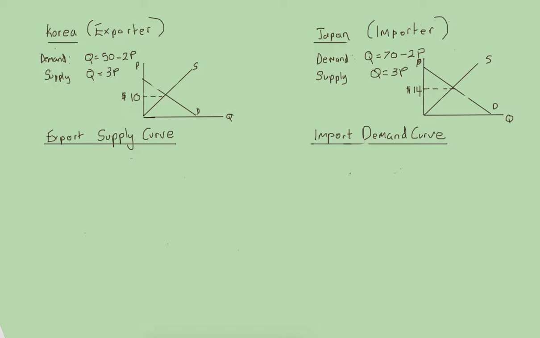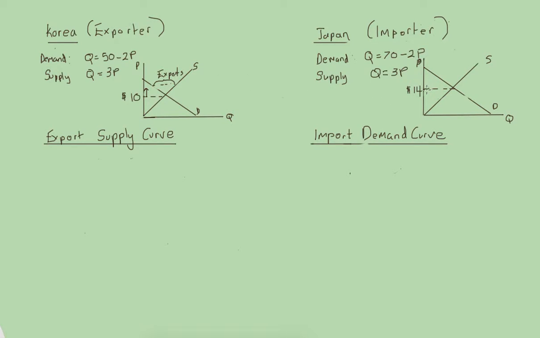If you look at the domestic market for Korea, as you might imagine, once the Japanese start buying their hats, this is going to drive up the price and a gap will open up between supply in Korea and demand in Korea as the Korean consumers cut back in the face of rising prices. This is the amount of hats that end up being exported. So the export supply curve simply shows the relationship between any given price above $10 and the size of the gap between supply and demand in Korea.